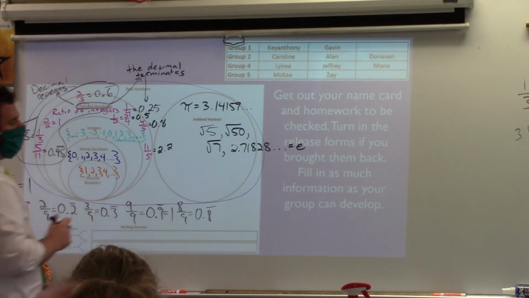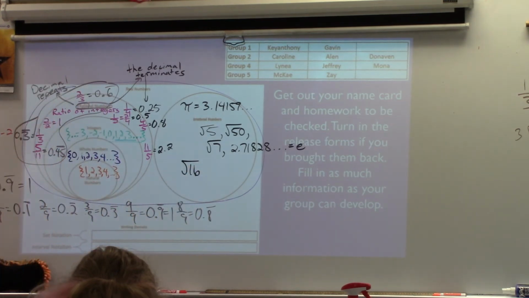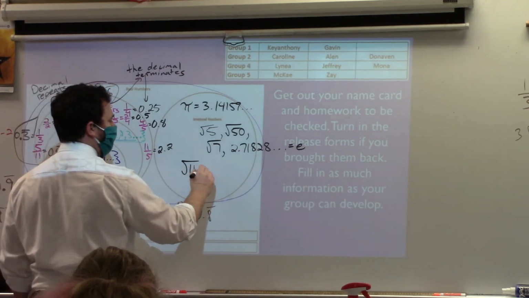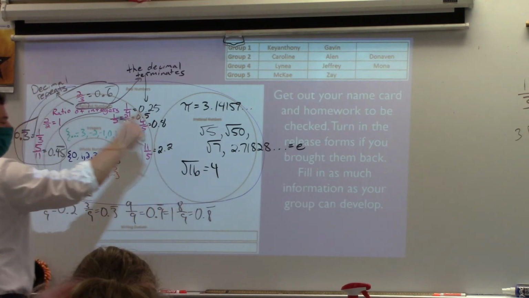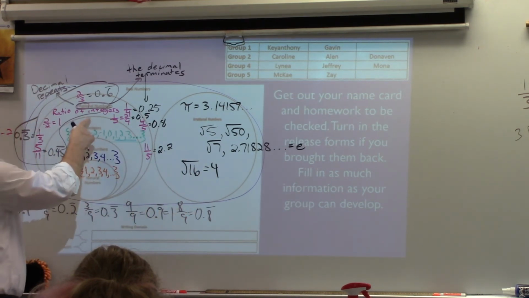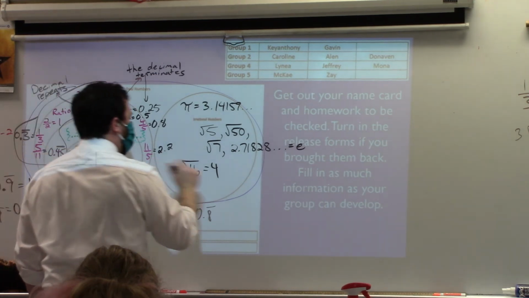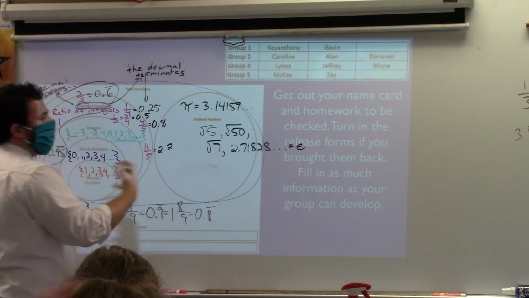Let me ask you this then. What about the square root of 16? Would that be an irrational number? No. Why not? 4 times 4. Okay, so the square root of 16 is 4, which makes it actually a natural number, which is also a whole number, which is also an integer, which is also a rational number. So we want to notice that it's those imperfect squares.